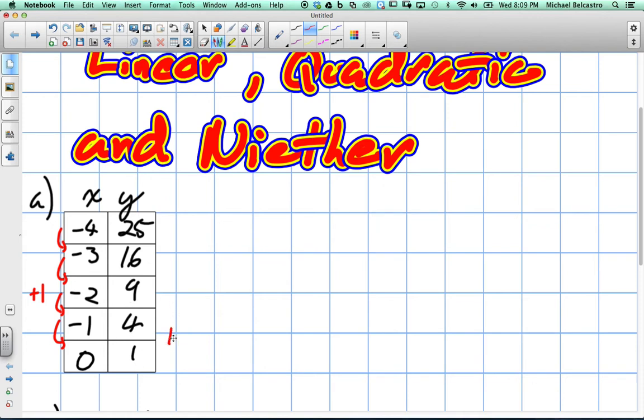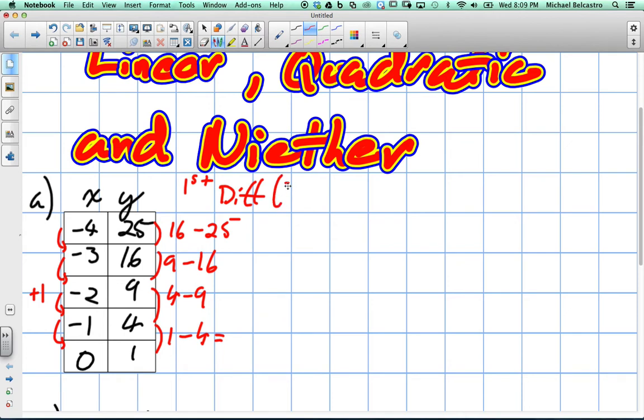So we're going to take 1, and we're going to subtract the number 4. We're then going to take 4, subtract the number 9, take 9, subtract 16, and we'll take 16 and subtract 25. So this is called first differences. And if all the differences are equal, then it's linear. Okay, so we'll take a look by actually carrying this out.